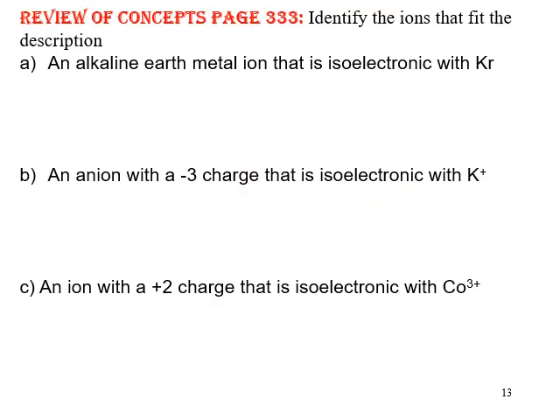So let's do a review of concepts. That's on around page 333 in your textbook. What would be an alkaline earth metal ion that is isoelectronic with krypton? Well, krypton has how many electrons? If it has 36, then we have to go to the alkaline earth. Who are the alkaline earth metals? They are column 2.